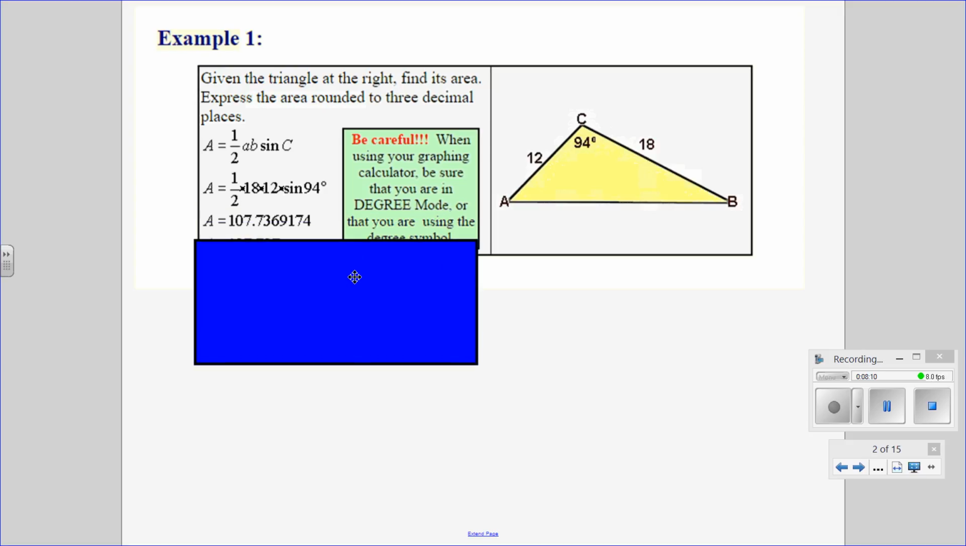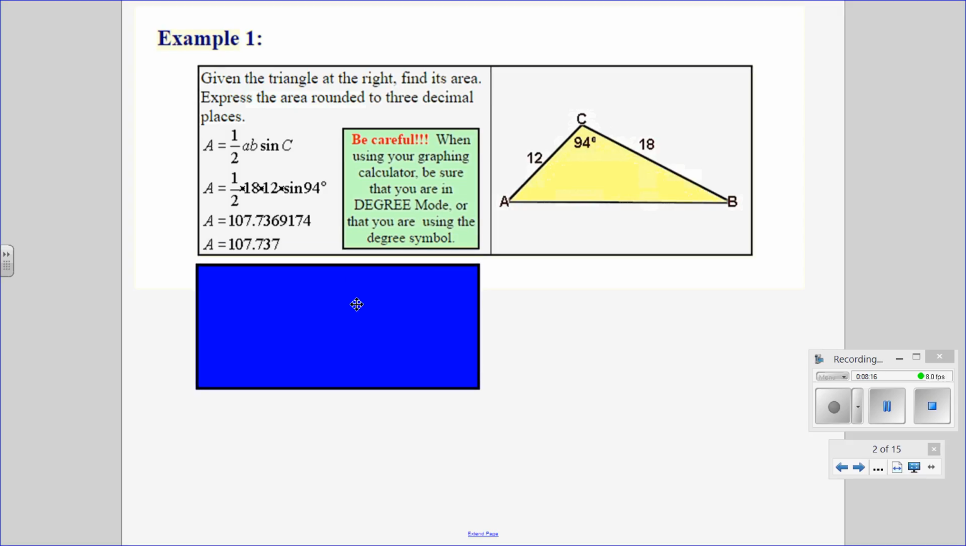Once we have that set up, we can go ahead and use our calculator to tell us what that value is. Remember, this is an area. We weren't told any units, but technically we have units squared. So we rounded to 3 decimal places. Always make sure if we're using degrees, your calculator's in degree mode.